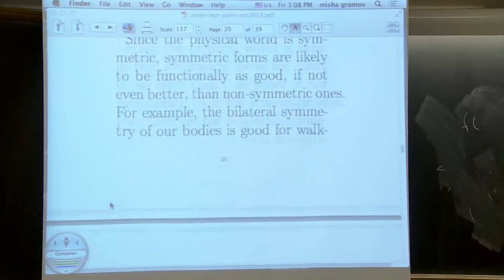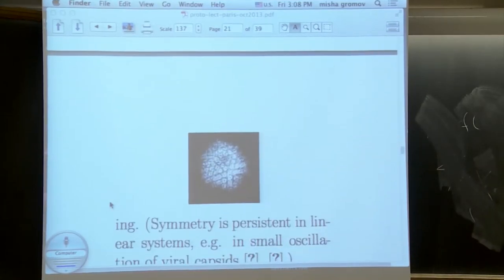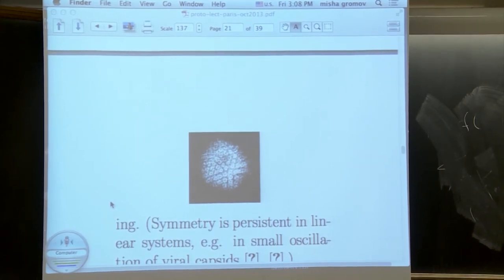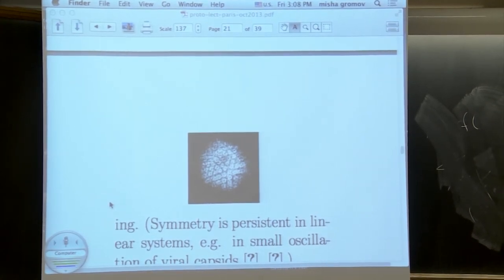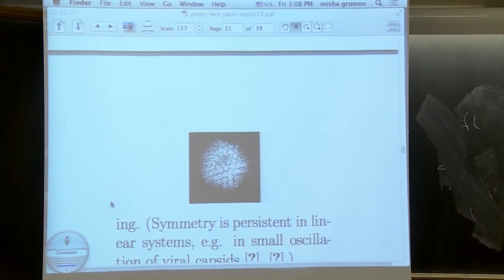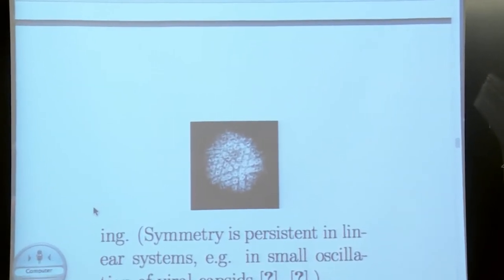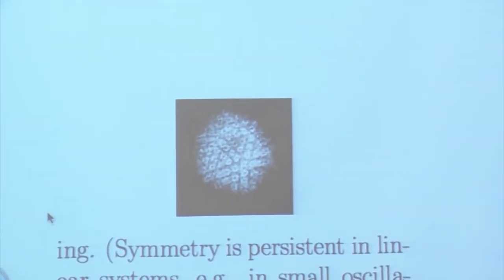So let's look at the virus. It's not very apparent if you look at this virus. This is, I think, an electron photograph. It's rather realistic. But you may have heard that most viruses are highly symmetric. All small viruses have high icosahedral symmetry.